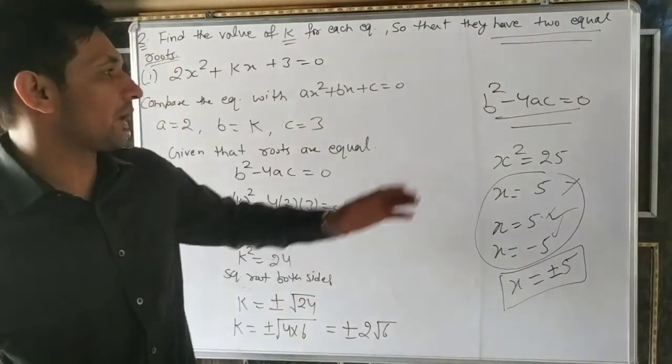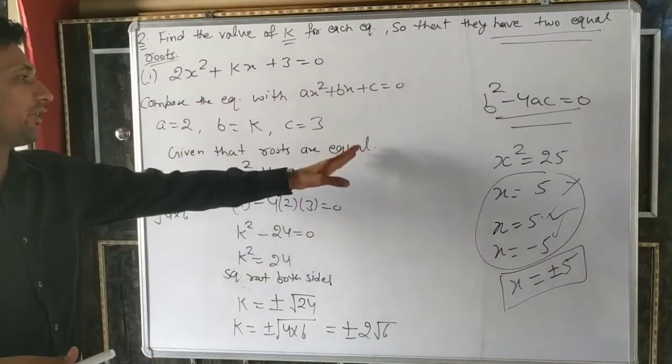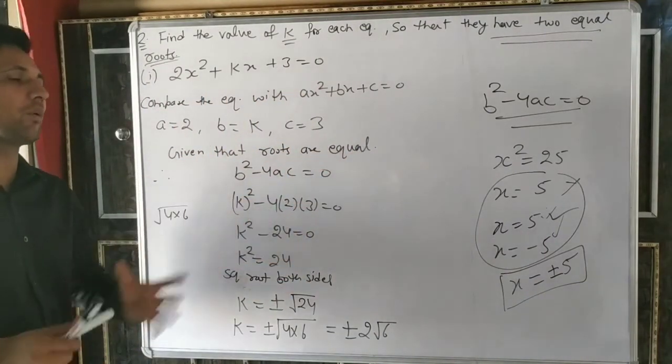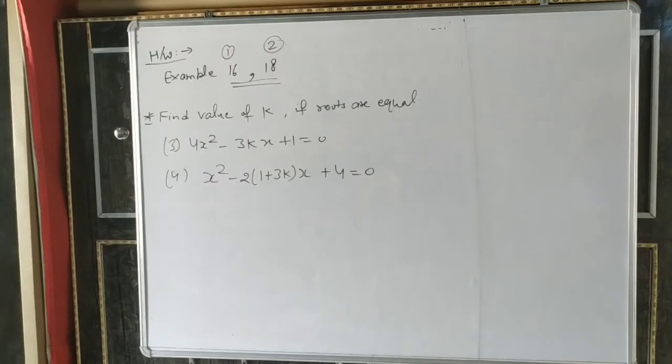Now what is given? Again we will use the same formula. Compare the equation, given that roots are equal, then we will find the value of k. Understand here? So note it down. I hope you understand it. Now we will do the next question. Next questions number 3, 4 and 5 we will do in the next class.